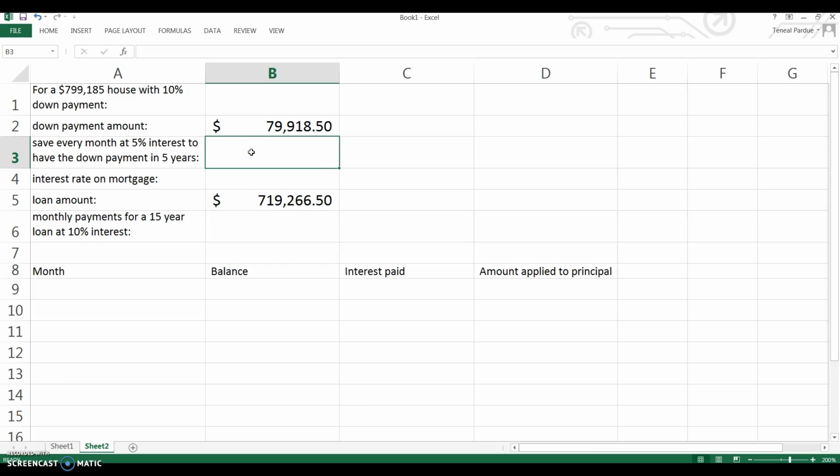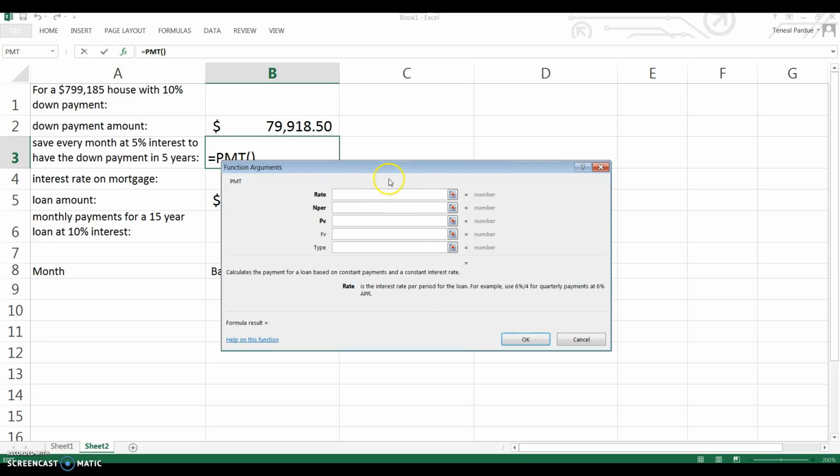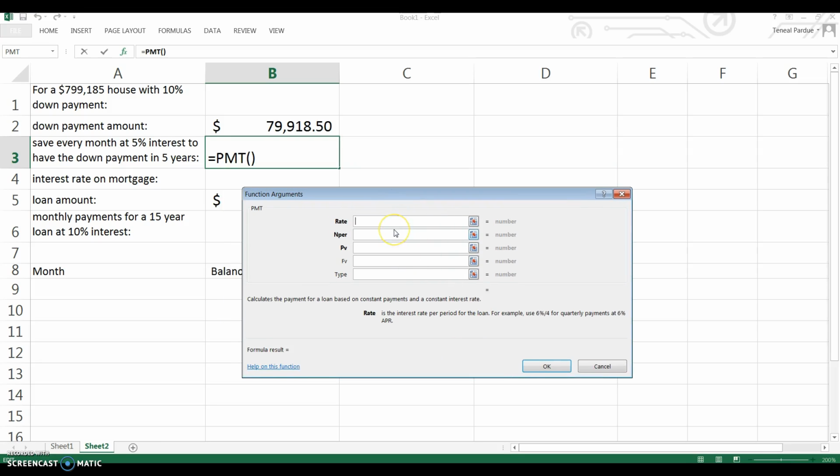If we go back here and figure out, suppose that we want to buy this house in 5 years and we want to have the down payment amount in 5 years, so we need to have this much money in 5 years, and I just made up this interest rate. To do that, we're going to need to plug in the payment function. The rate is 5%. Remember to divide by 12 for monthly. And for 5 years, 12 payments a year, that's a total of 60 payments.